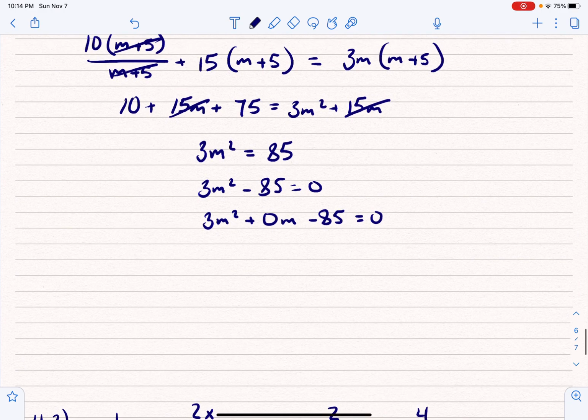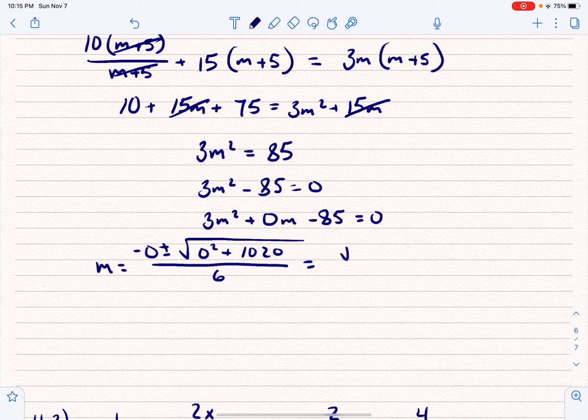But anyway, with this one, I could say that m is equal to negative b, which is 0. So you have negative 0 plus or minus the square root of 0 squared minus 4 times a, that's 12. 12 times negative 85 is a big number. Negative 1020. So it would become plus 1020 all over 2a, which would be 6. And so this whole thing just equals the square root of 1020 over 6.